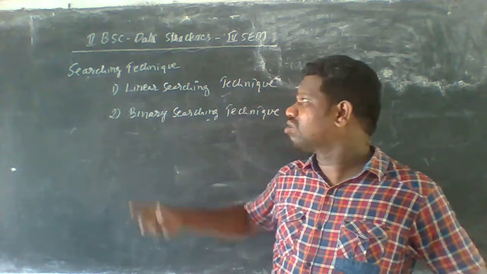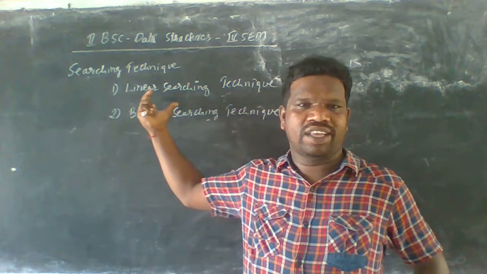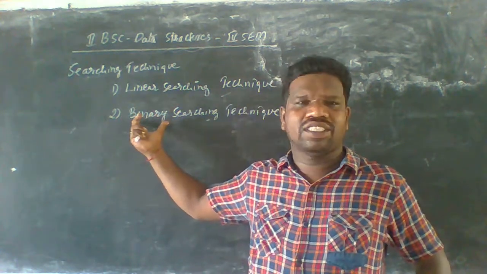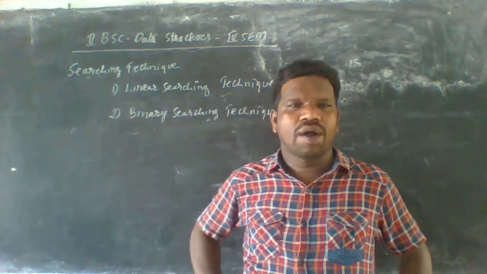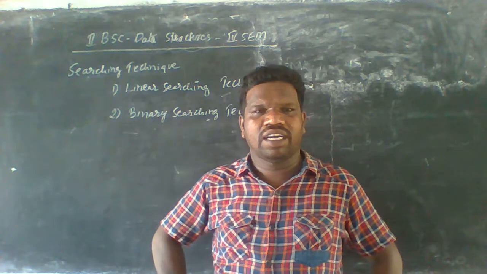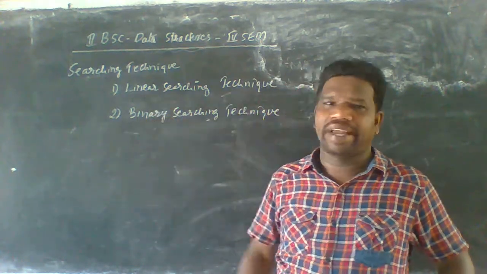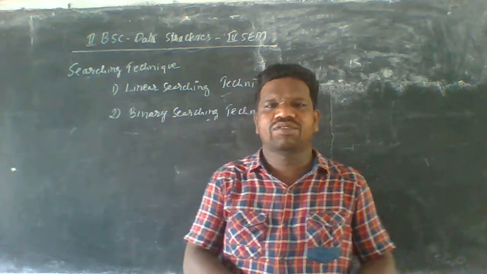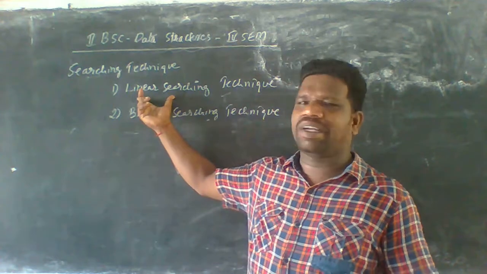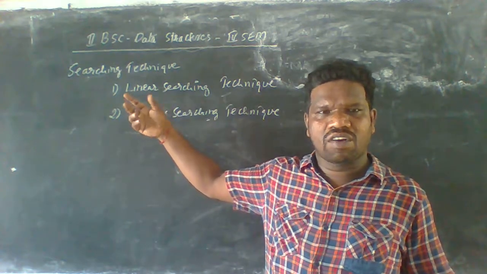Next, the time complexity. The time complexity of linear searching is O of n, whereas for binary searching it is log base 2 of n. These are the worst case time complexities of the linear searching and binary searching techniques. Next, in linear searching, the given elements can be either in sorted order or unsorted order.